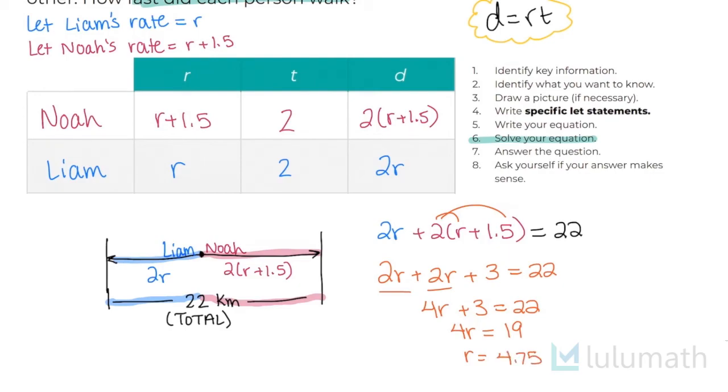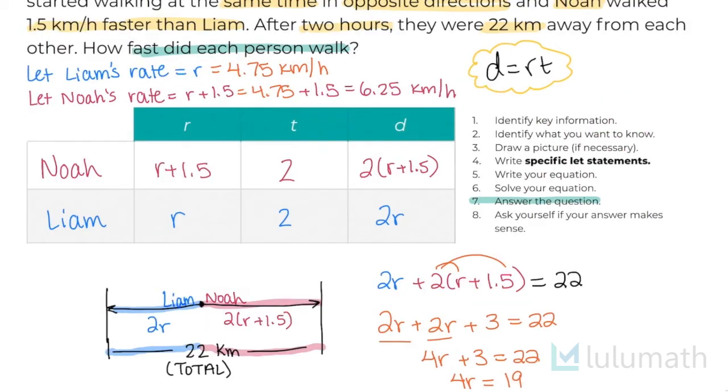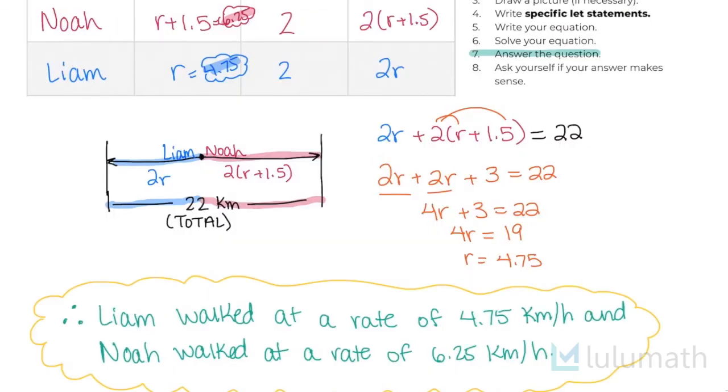So we know that this rate is equal to 4.75 kilometers per hour, which means that Noah's rate has to be 4.75 plus this additional 1.5. So we know that Noah's rate is going to be equal to 6.25 kilometers per hour. So now we can get to a point where we can answer the question. And the question is asking us, how fast did each person walk? And our answer is here and here. So we can write our therefore statement. So therefore, Liam walked at a rate of 4.75 kilometers per hour, and Noah walked at a rate of 6.25 kilometers per hour.